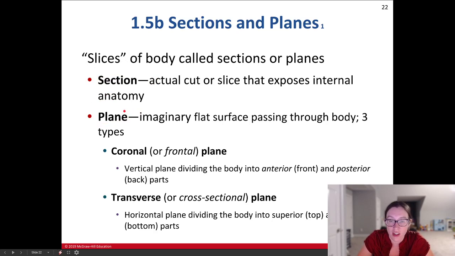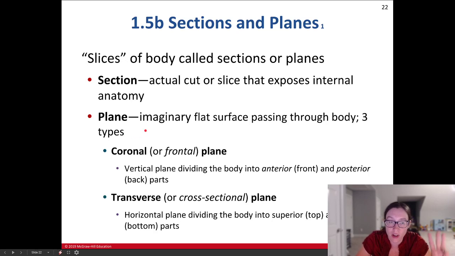Planes are imaginary flat surfaces that pass through the body. These planes show where you would cut the body, and we can actually get X-ray images, CT images, or MRI images of these planes. So it looks like we actually cut the body open, but we didn't have to. We don't really want to cut most of our patients open unless we have to do surgery, and then we're not going to be totally chopping them in half.